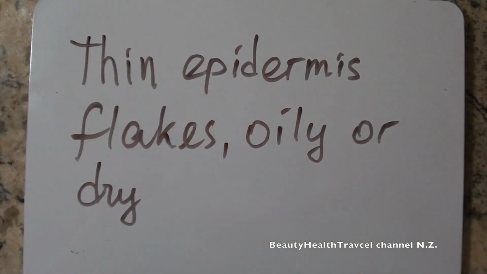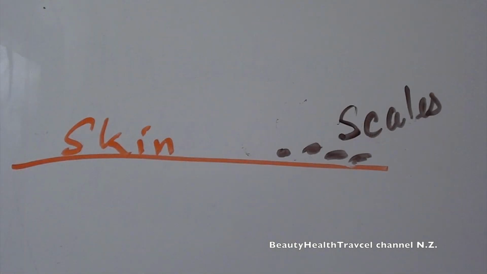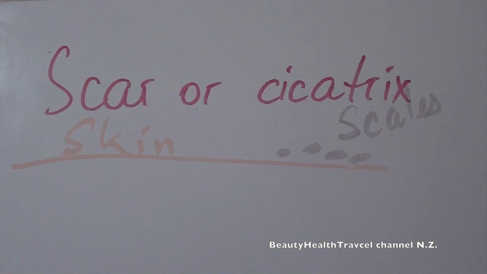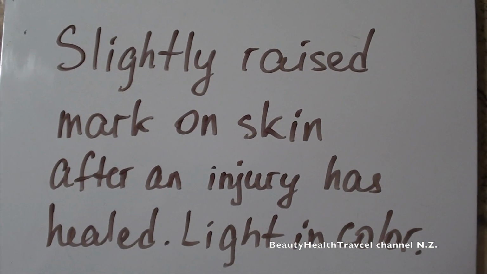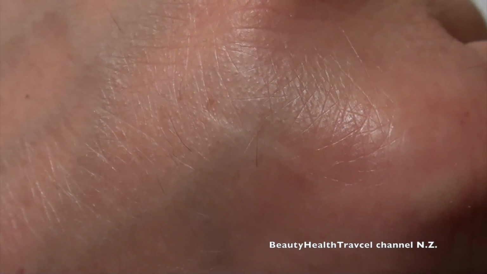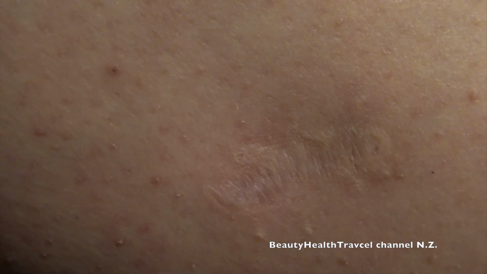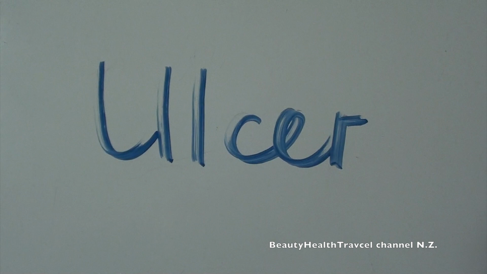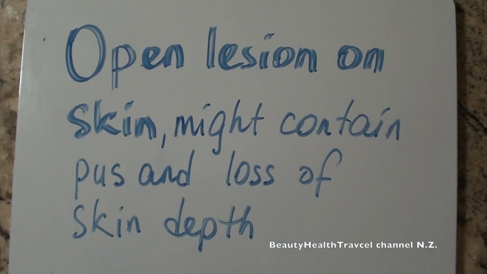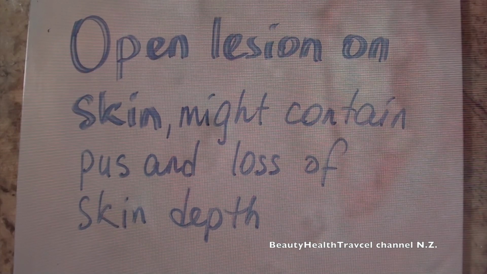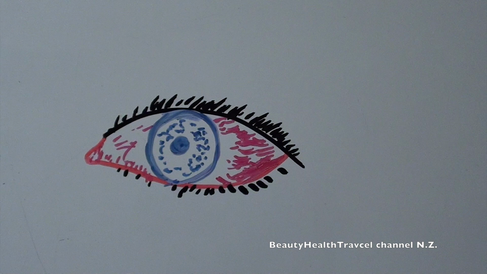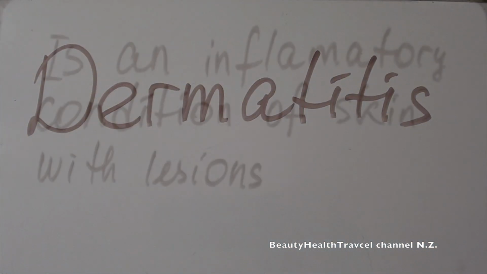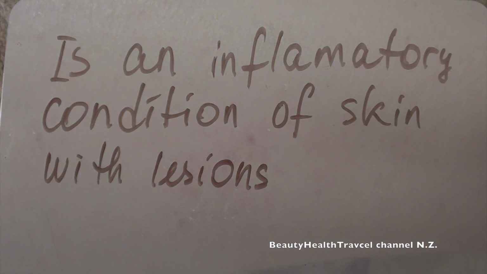Scale, thin epidermis flakes, oily or dry. Scar or cicatrix, slightly raised mark on skin after an injury has healed, light in color. Ulcer, open lesion on skin, might contain pus and loss of skin depth. Conjunctivitis is bacterial infection of the eye, pink eye. Dermatitis, inflammatory condition of skin with lesions.